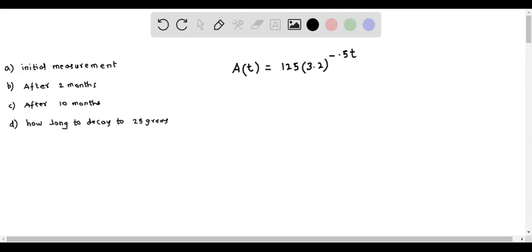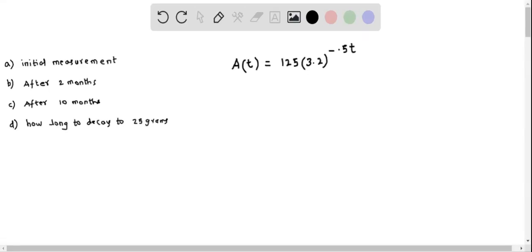We are given this function A of t equals 125 times 3.2 raised to the power of negative 0.5t, where A of t represents the amount of the radioactive material in grams and t represents the number of months after initial measurement. So let's start to answer these questions. Now let's do part A.